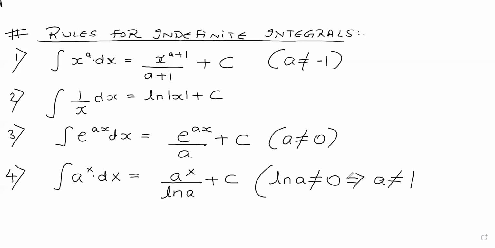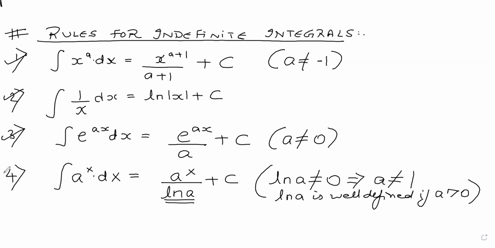And at the same time, when is ln a well defined? Ln a is well defined if a is strictly greater than 0, because we know that ln of 0 is minus infinity. So from my Mathematical Methods for Economics Part 1 course, students can recall that the logarithmic function is well defined, that means ln a is well defined, if a is strictly positive. Okay, so these are the four rules for indefinite integrals which we had covered in the previous lecture.